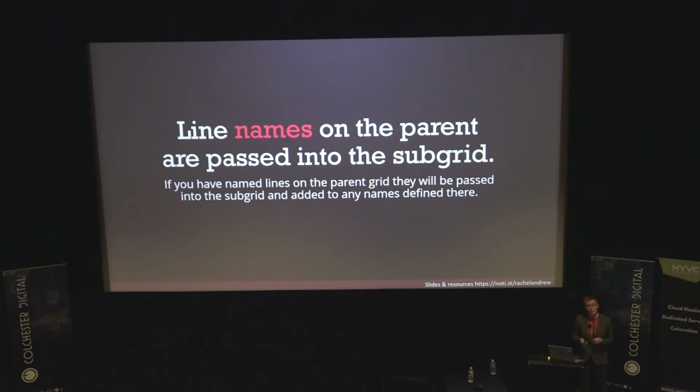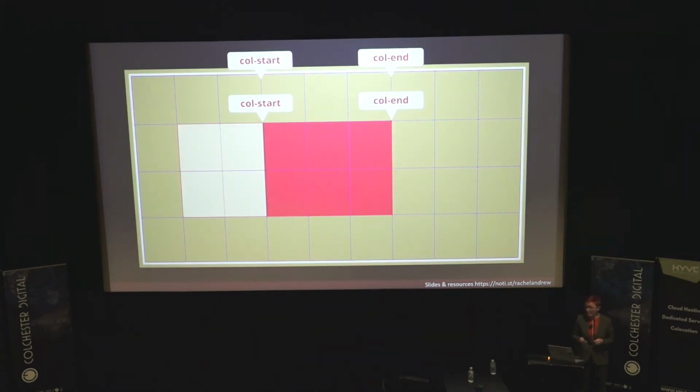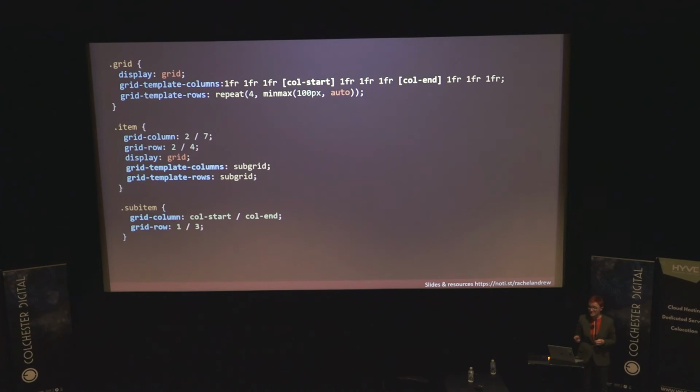What you can do, though, is specify line names on your parent, and those are passed into the subgrid. If you want to use named lines, they will actually be passed through. So you can set call-start on the parent, and it's going to get passed in, which is what I'm doing in this bit of code here. So you name the lines in square brackets as normal on the parent, and then inside the subgrid we can position our item. Rather than using the numbers, we can use those line names. They're just passed straight through. If you've got a line, you can use those names all the way down.